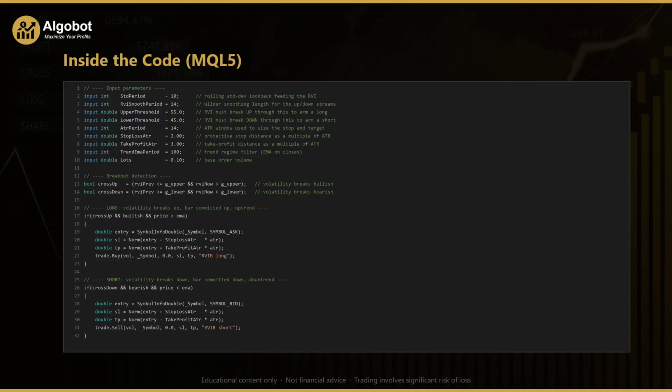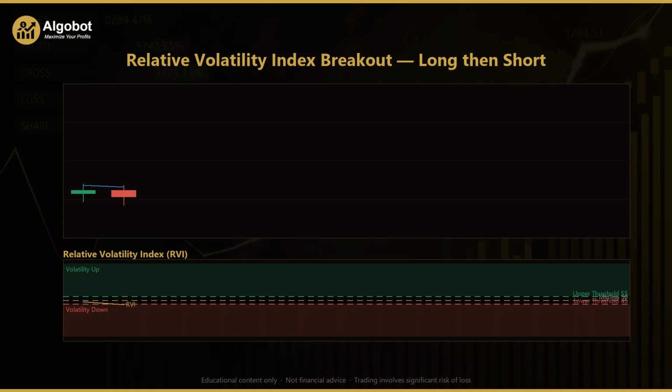a mechanical trading system. Now let's bring it all together on a chart and watch the strategy trade, candle by candle. On the price panel, you can see the candlesticks and the slow trend exponential moving average, the blue line, weaving through them. Below, in the subpanel, is the Relative Volatility Index itself, oscillating between 0 and 100, with the upper threshold marked at 55, the lower threshold at 45, and the midline at 50.